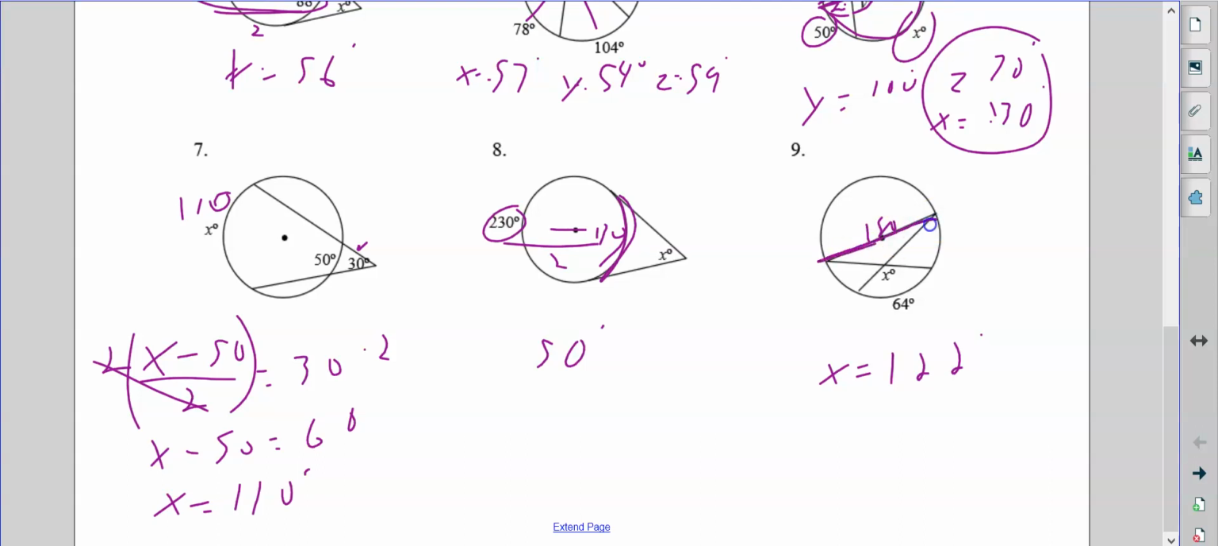So we have a diameter here, so we have a semicircle. That's 180. If you add 180 and 64 and then divide by 2, you get 122. Now, some of you might have seen another way to do this.